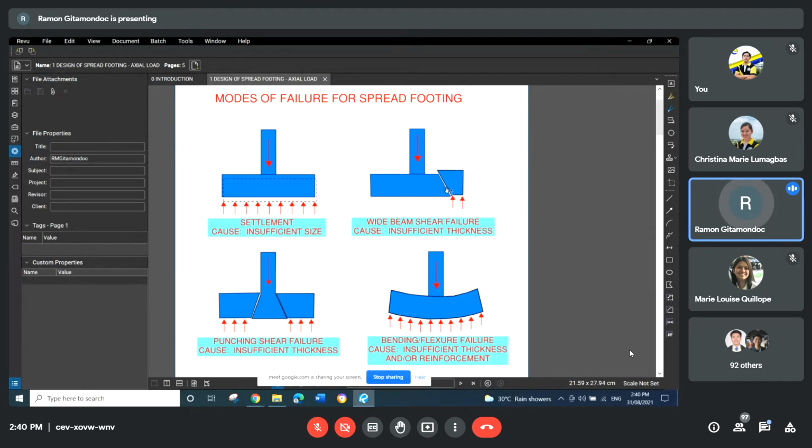But in the figure, this is shown. Due to the upward pressure exerted by the soil on the footing, there is a possibility that the footing slab will be sheared across its width. That is why it is called a wide beam, because it cuts across the width of the footing. The cause of wide beam shear failure is insufficient thickness. So to address this issue, we have to increase the thickness, or you can also consider increasing the concrete compressive strength.